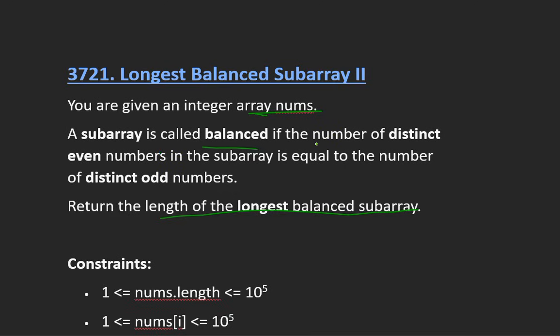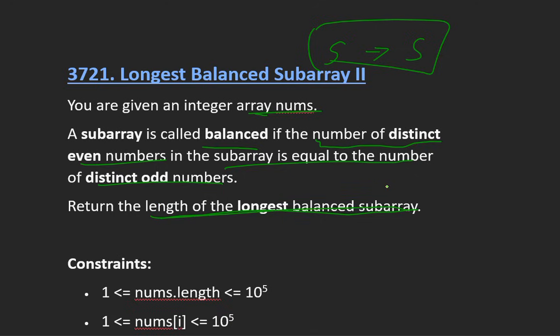A balanced subarray is a subarray in which the number of distinct even numbers is equal to the number of distinct odd numbers. That is, suppose if there are five distinct even numbers, then it should have five distinct odd numbers, right? So we have to return the length of the longest balanced subarray.